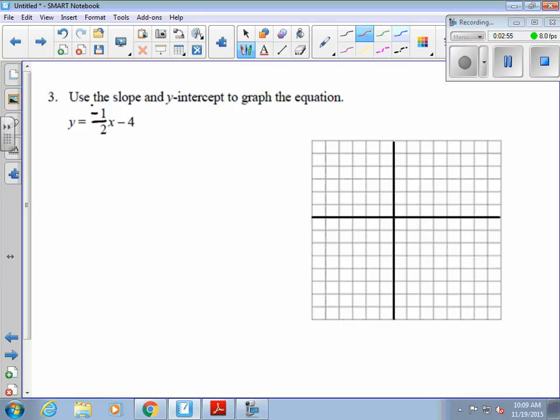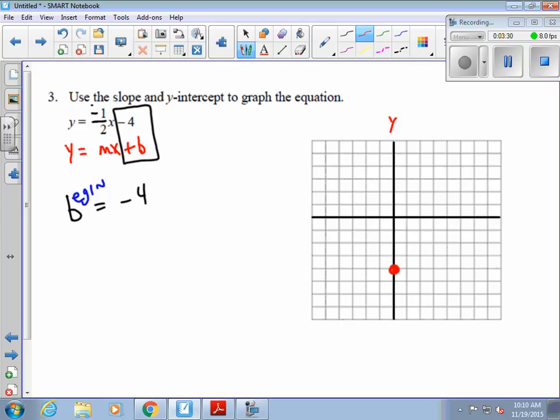Number 3 says use the slope and y-intercept to graph the equation. y is equal to mx plus b. So we know what our b value is. It is negative 4. b is negative 4. b tells us where to begin. That is our y-intercept. So on our y-axis, we want to begin at negative 4. Negative 1, 2, 3, 4. That is the point where it's going to cross through the y-axis.